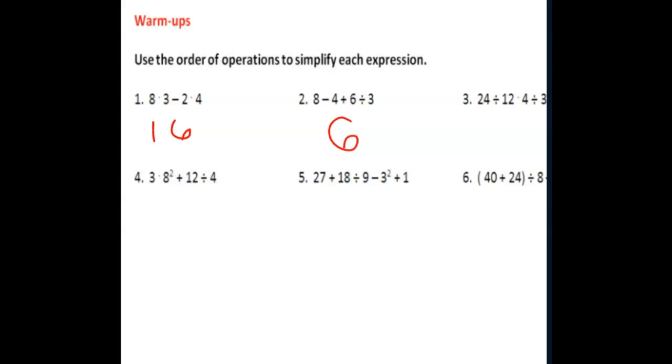And number 3, it's all multiplication and division. So you read it left to right like a book. 24 divided by 12 is 2. 2 times 4 is 8. 8 divided by 3 is 8/3.